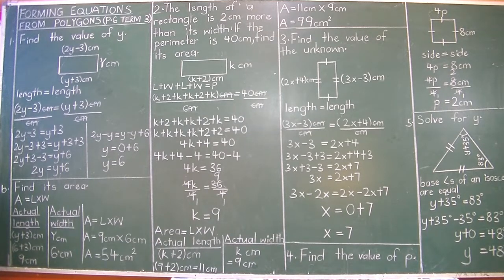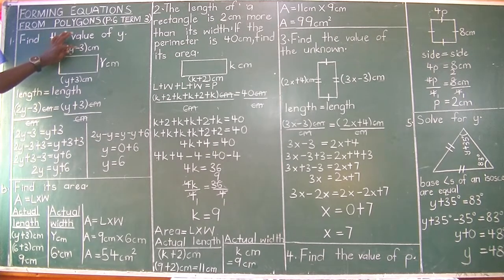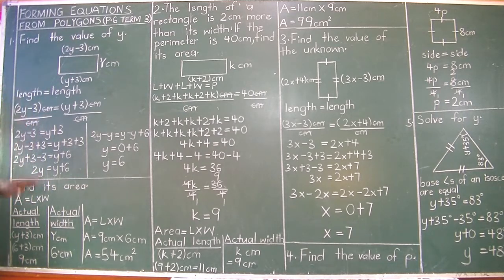You get 9 centimeters. And even if you were to choose 2y minus 3, you would go 2 times y minus 3 centimeters. Where y is 6, you say 2 times 6, which is 12, minus 3. Still you get a 9 centimeter length. So both are equal because they are actually equal.